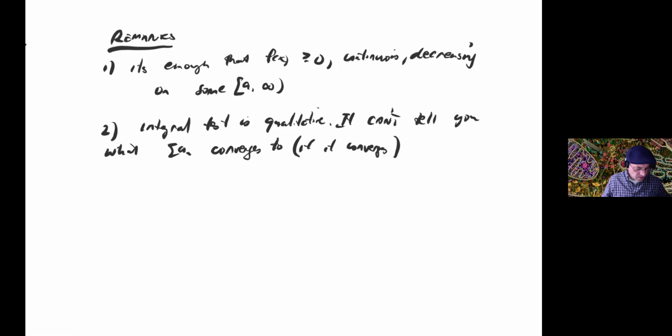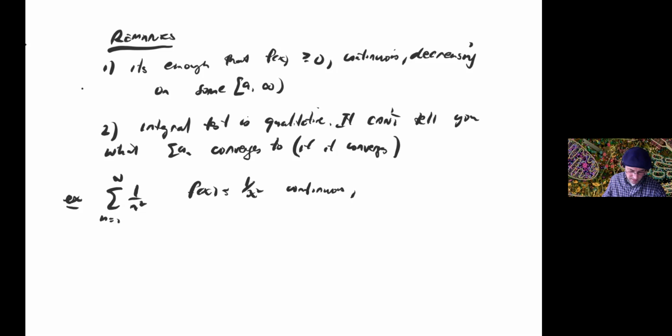Okay, so I want to do some examples now. Let's go back to our example. Summation 1 over n squared, n goes from 1 to infinity. Now the function f of x equals 1 over x squared is continuous.